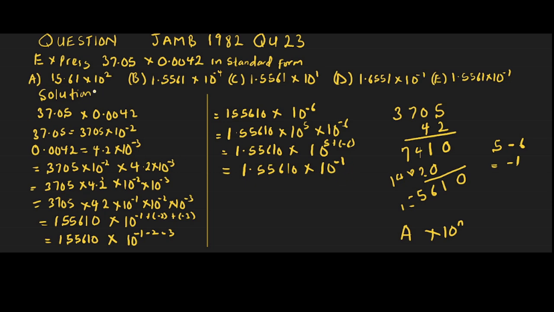And if you look at it in the options here, we have that to be 1.5561 times 10 raised to power minus 1. That's option E. Option E, which is 1.5561 times 10 raised to power minus 1. And that's option E.